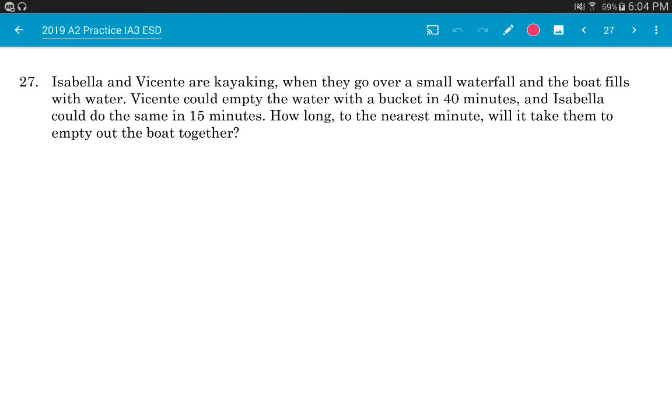Question 27. Isabel and Vicente are kayaking when they go over a small waterfall and the boat fills with water. Vicente could empty the water with a bucket in 40 minutes, while Isabella could do the same in 15 minutes. How long to the nearest minute will it take them to empty the boat together?